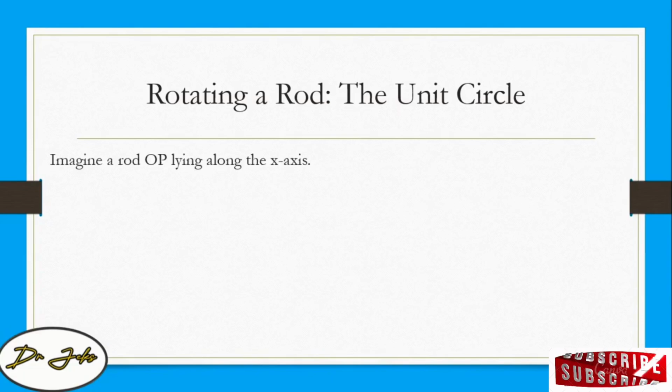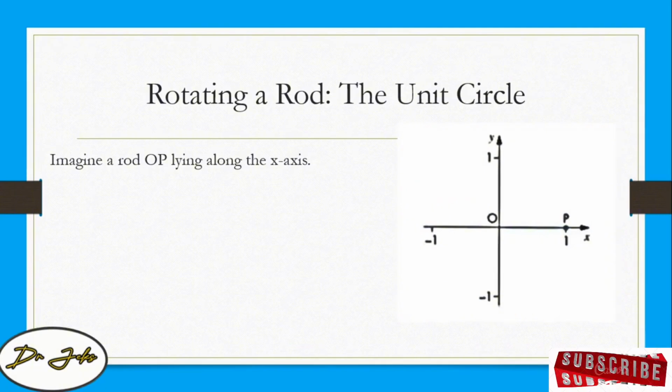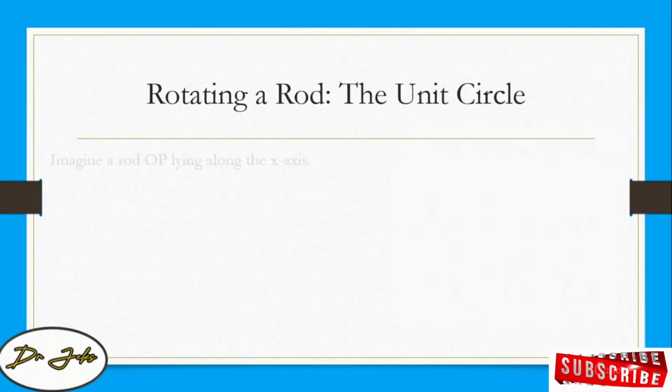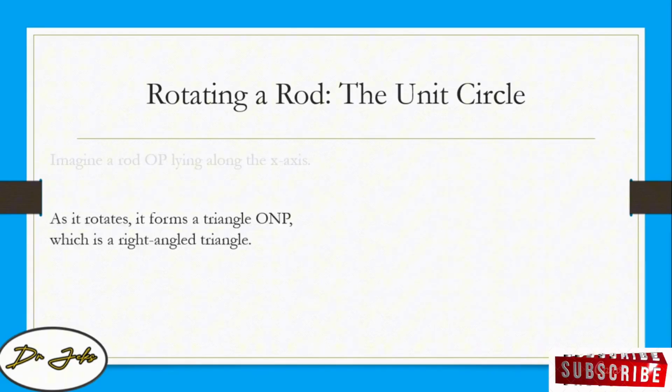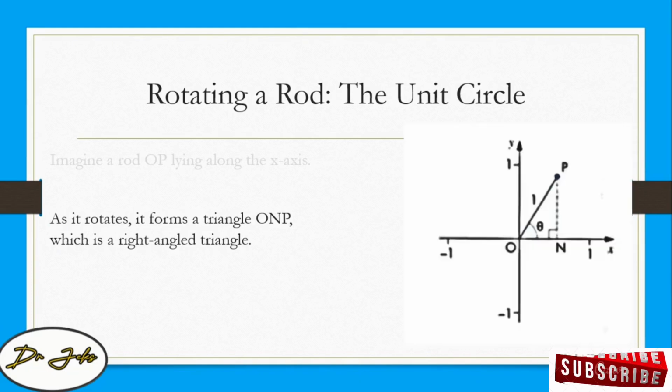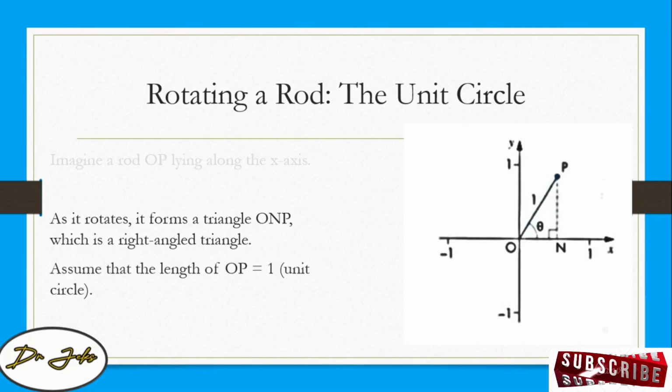Picture this. You've got a rod named OP lying flat along the x-axis. Let's just call it the r-axis for now. The rod is fixed at one end at the origin, which we'll call point O. Now imagine rotating this rod in an anti-clockwise direction around the origin. As it rotates, it traces out a triangle ONP, and that triangle is a right-angled triangle. Let's also assume that the rod, OP, has a length of exactly 1. That's why we call it the unit circle, because the radius is 1 unit long.